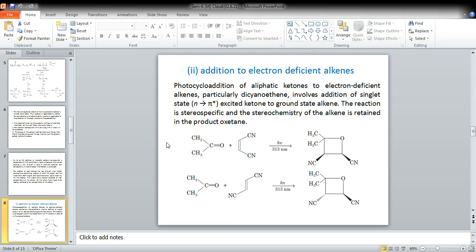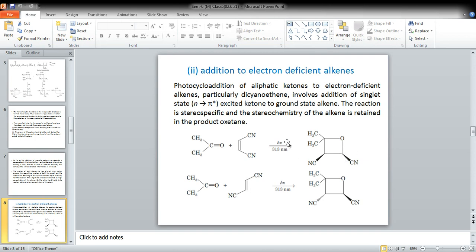So what will happen? Photocycloaddition of aliphatic ketones to electron deficient alkenes, particularly dicyanoethene, involves addition of the singlet state excited ketone to the ground state alkene. The reaction is stereospecific, and the stereochemistry of the alkene is retained in the product oxetane. So here stereochemistry is retained because this particular dicyanoethene can exist in cis and trans form. Now here we are treating this particular acetone with cis dicyanoethene.